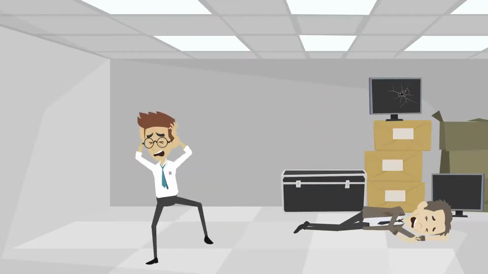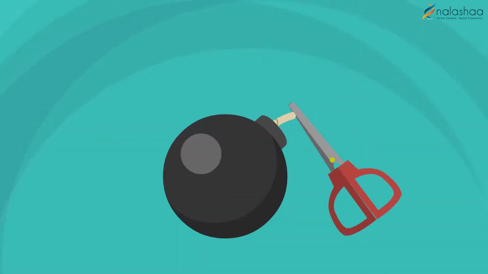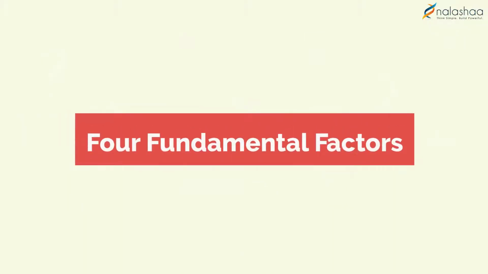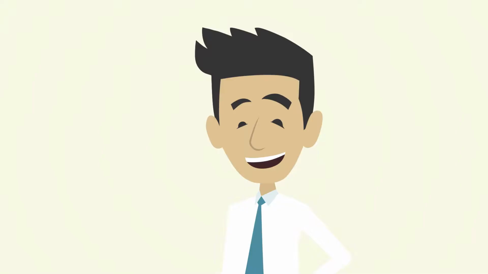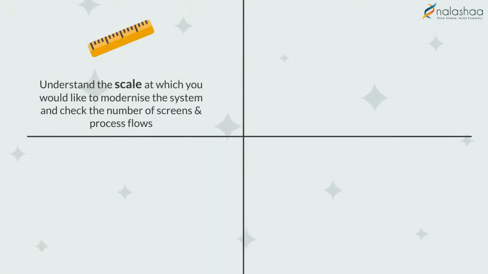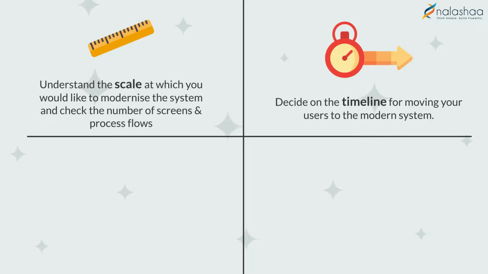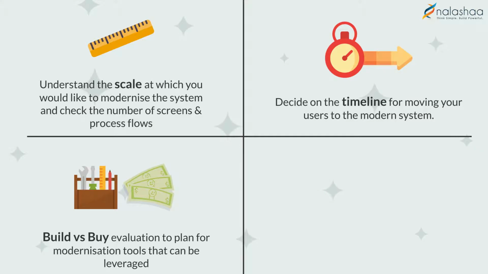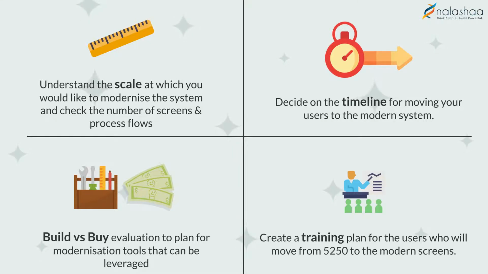If this is a business problem that you would like to solve, you need to consider 4 fundamental factors to decide on the front-end modernization technique which will make the most contextual sense for you. First, understand the scale at which you would like to modernize the system and check the number of screens and process flows. Second, decide on the timeline for moving your users to the modern system. Third, build versus buy evaluation to plan for modernization tools that can be leveraged. And fourth, create a training plan for the users who will move from 5250 to the modern screens.